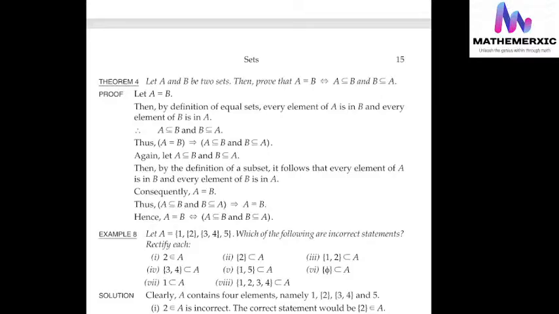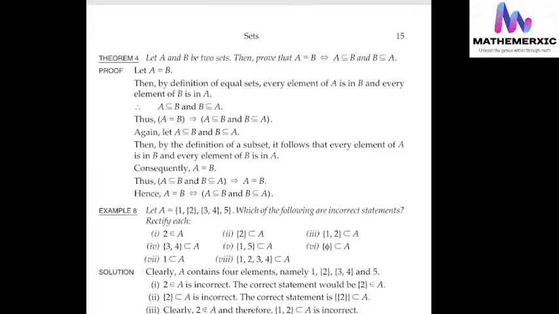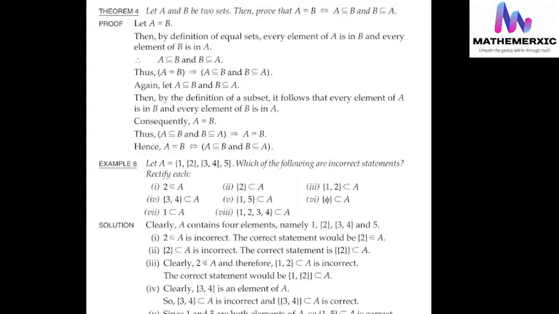Let A and B be two sets; let us prove that A is equal to B, then A is a subset of B and B is a subset of A. A has elements 1, 2, and so on. Which of the following are incorrect statements? It contains 4 elements, namely 1, 2, this and this. So 2 belongs to A, then the correct statement will be that 2 belongs to A.